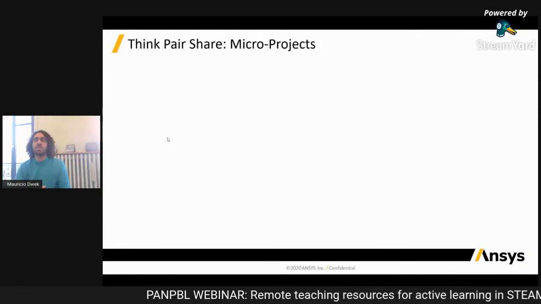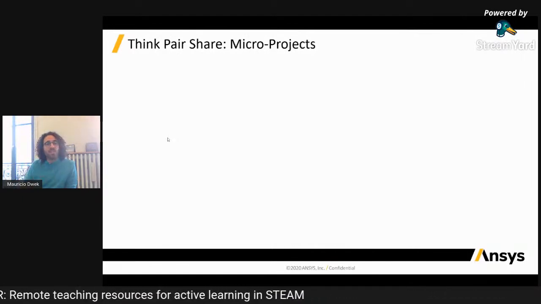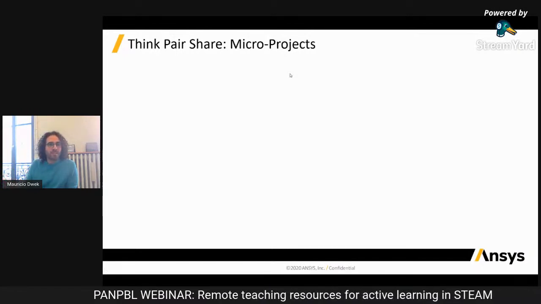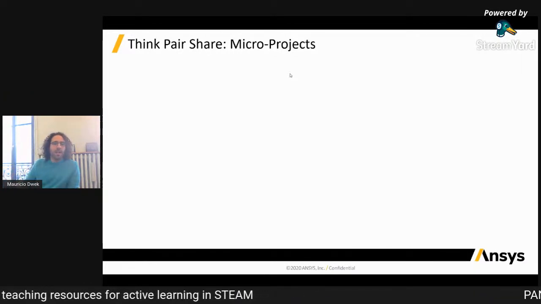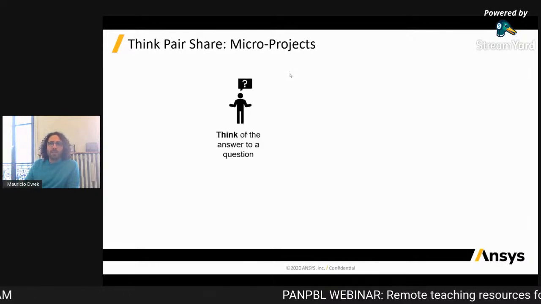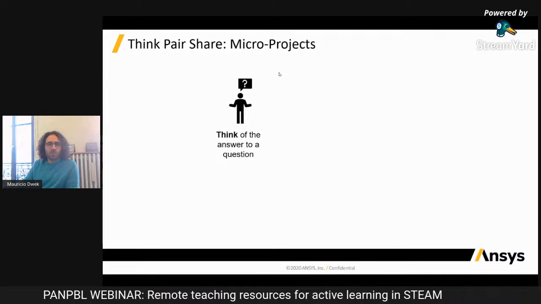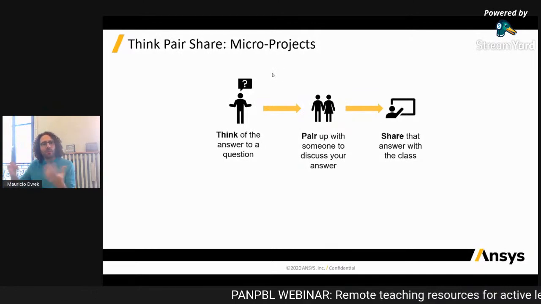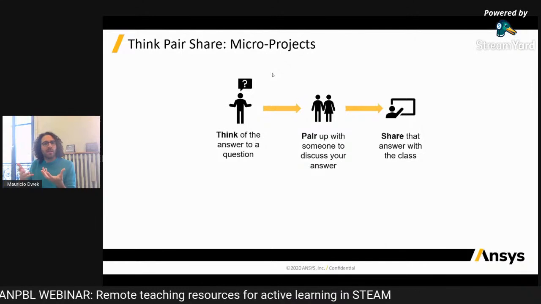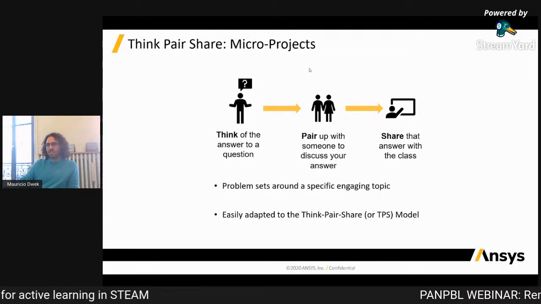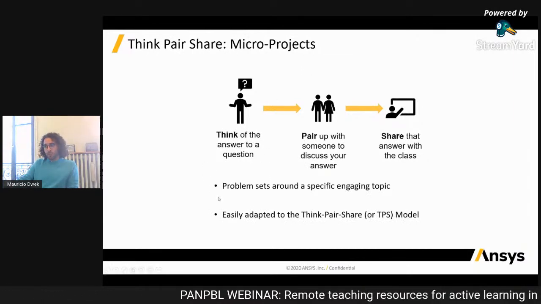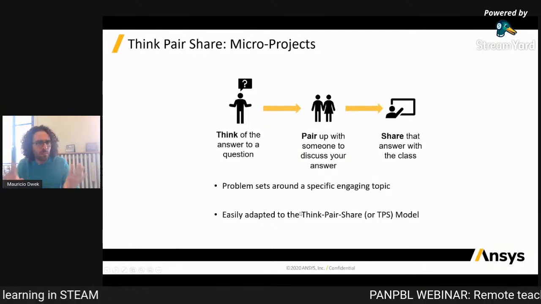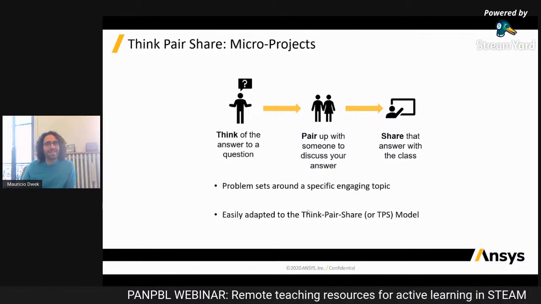So I'm going to start giving a few examples that can be used in remote teaching for active learning. The first thing is maybe one of the last ones we've developed, which is called micro projects. And if you're aware of the think, pair, share method, you'll see that this is very effective for that. Just very briefly, you're going to think of the answer to a question, pair up with someone to discuss your answer, and share that answer with the class. This way, you have many groups and many interactions that really make interesting answers bubble up from these interactions. The idea is that we've looked to develop micro projects set around a specific engaging topic that can be easily adapted to this type of model, and obviously can be adapted into other models as well, but we think it works pretty nicely like that.